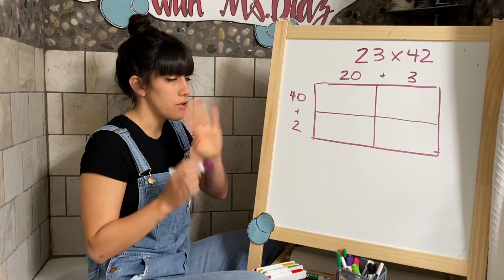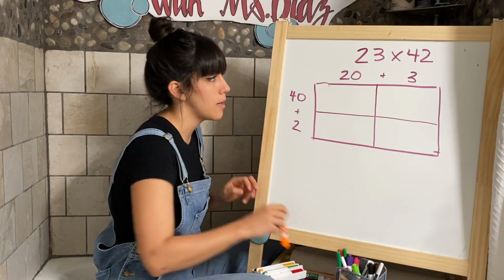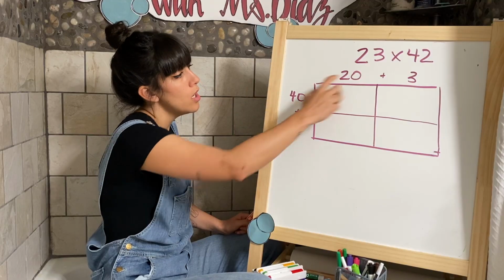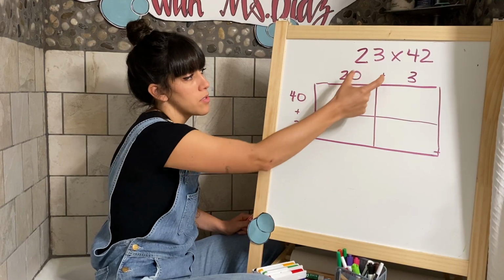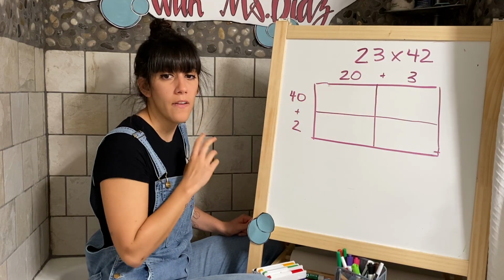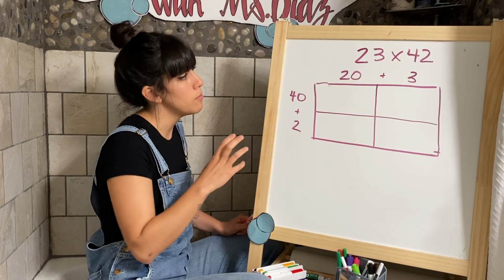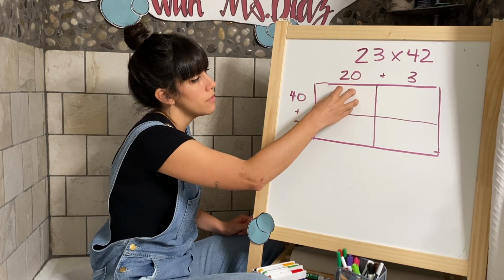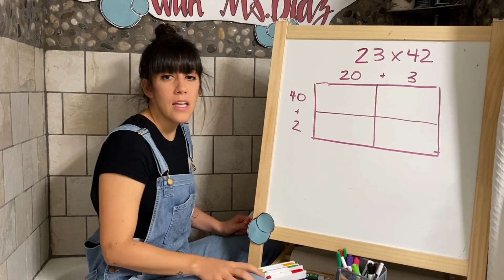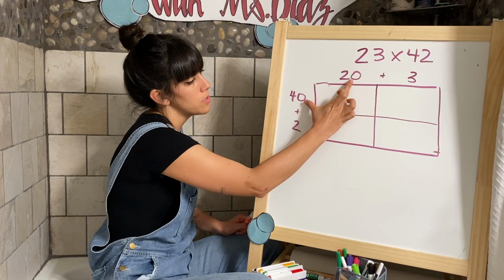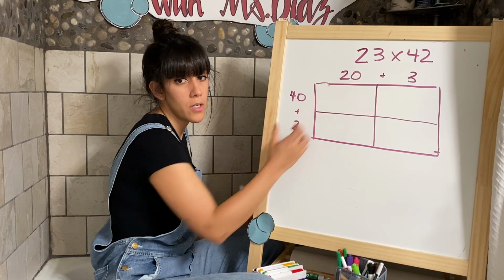So I'm going to change colors so you guys can kind of see what my steps are. So that was step 1, was creating my box. Step 2 was dividing those numbers into tens and ones on the top and on the side. Now that we've done that, we're going to go ahead and multiply these numbers to fill in those boxes on the inside. So this first box, I would be multiplying these 2 numbers.